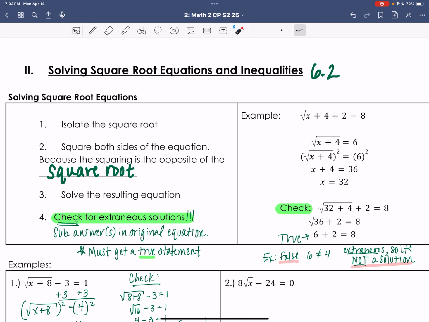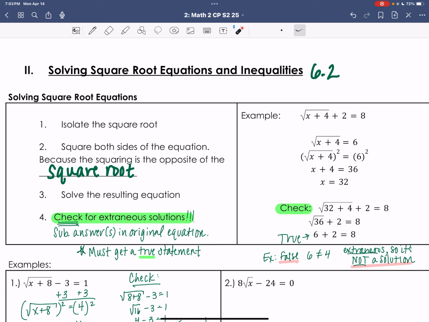So what you do is you substitute the answers you got into the original equation, and you must get a true statement. If you don't get a true statement, it's not an actual solution. So what we did here was we said x was 32, so we substituted that in, and now 32 plus 4 is 36, and the square root of 36 is 6, and then don't forget to bring down your 2. So 6 plus 2 is 8. So this is a true statement, so this is the solution.